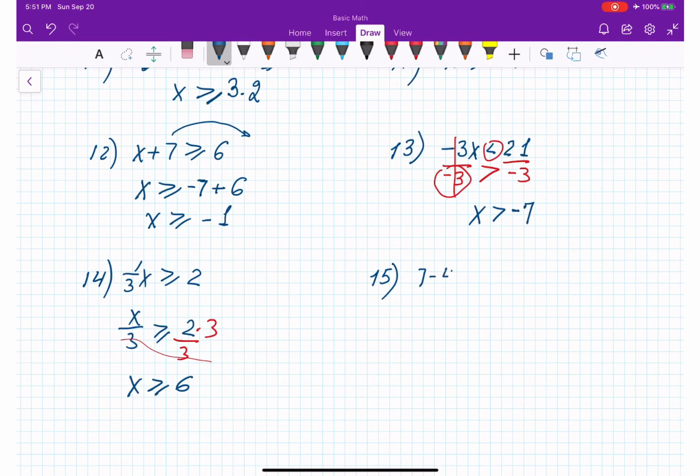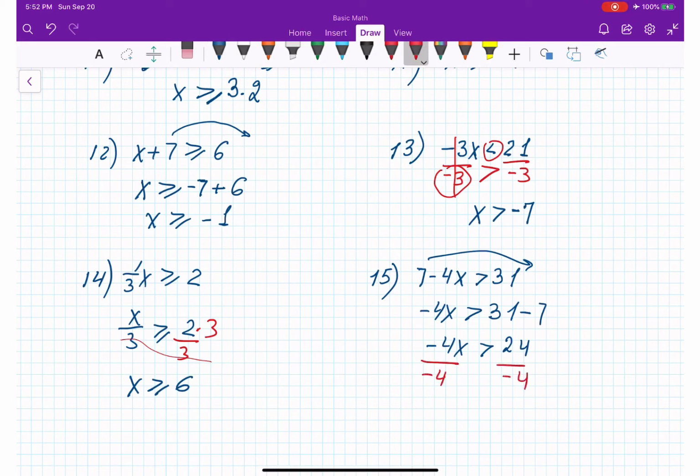Seven minus 4x greater than 31. So what do we have here? I'm going to move 31 on this side. Let's leave -4x on this side, and I'll just move 7 on this side. We have -4x greater than 31 minus 7, so -4x greater than 24. Since we divide by -4, the sign also changes, and we get x is less than -6.